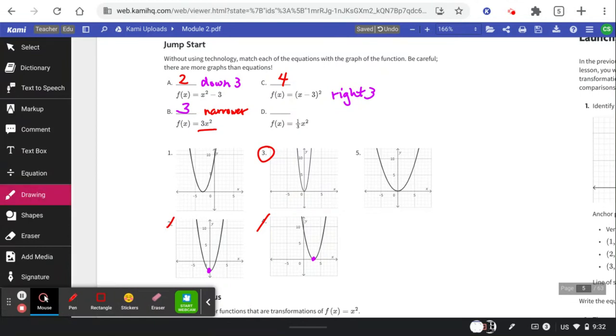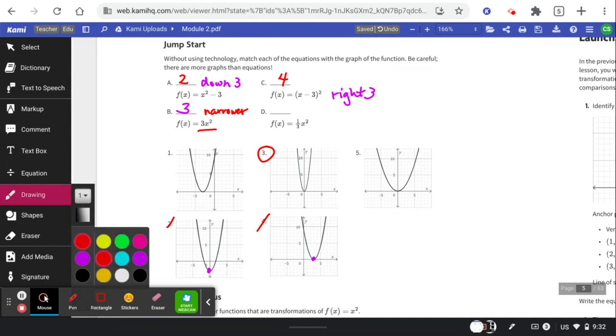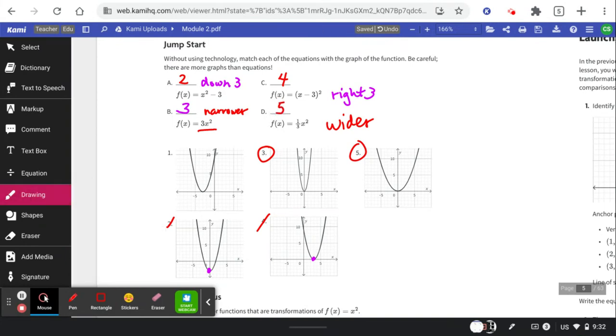And finally, we've got the 1/3 x squared for part D. Part D is going to be wider than our original parent. It's going up 1/3 as fast as usual. And so that would be number 5. So looking at all that's left, why wasn't this our answer to anything? This was back 3, 0, and it's the normal parent graph growth. So this one would be an x plus 3 squared quadratic. And so it wasn't used for any of those. So that was your warm-up, your jump start.